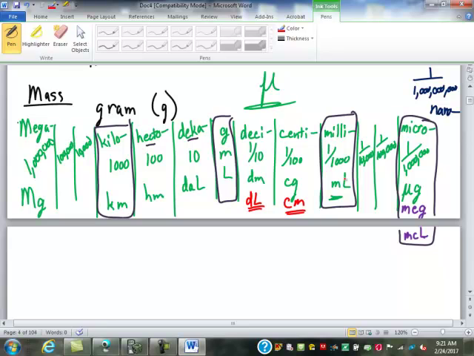Okay, it's time for a break, so let's take a break, and when we come back, we'll look at converting between these units.